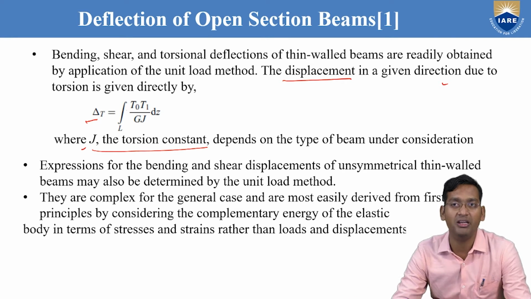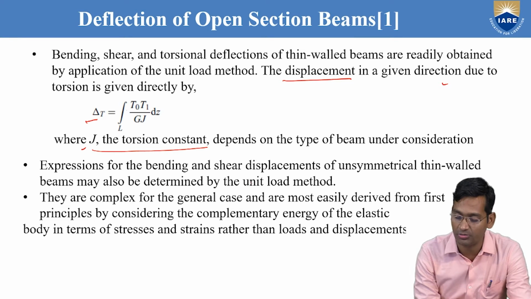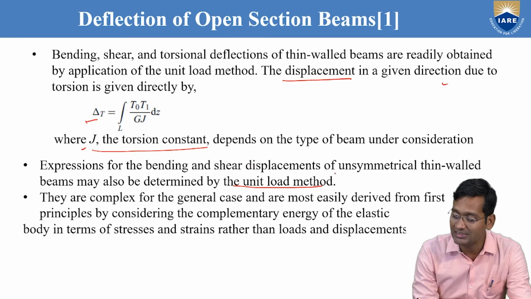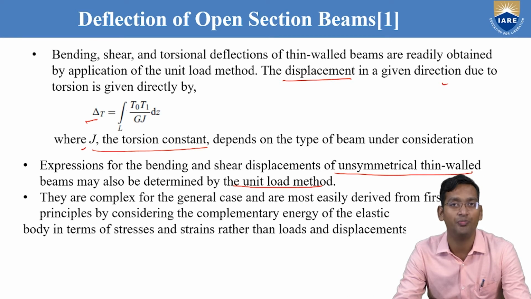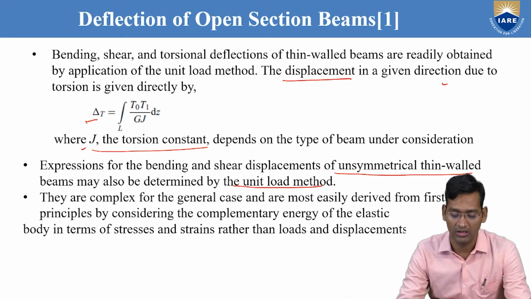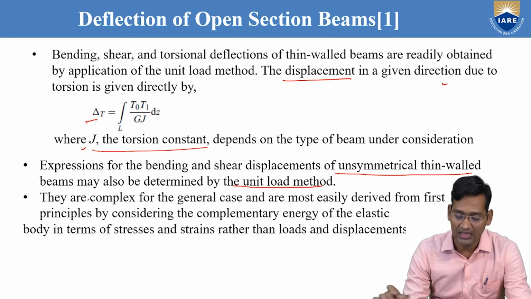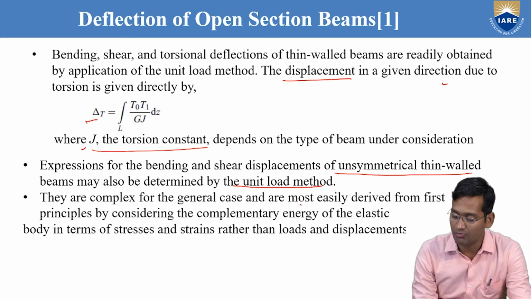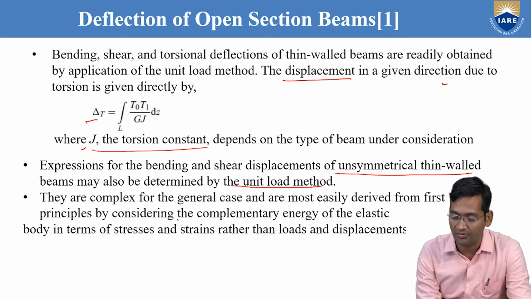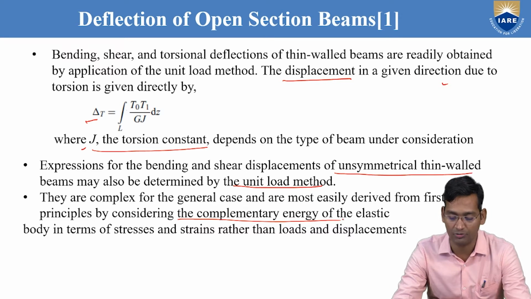Now, expressions for bending and shear displacement of an unsymmetrical thin-walled beam may also be determined by the unit load method. Symmetrical sections we can do easily, but if the section is unsymmetrical, we can still use the unit load method and find the displacement. They are complex for the general case and are most easily derived from first principles by considering the complementary energy of the elastic body in terms of stress and strain rather than load and displacement.